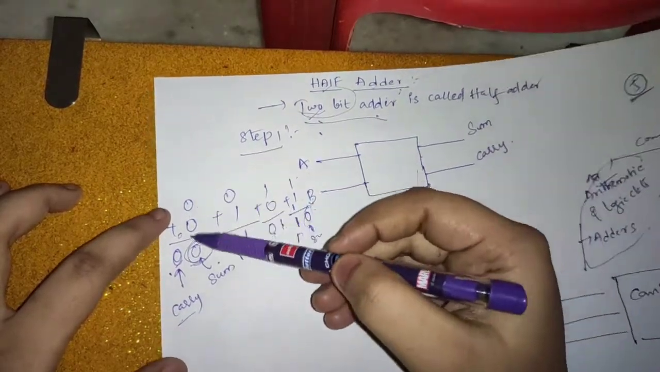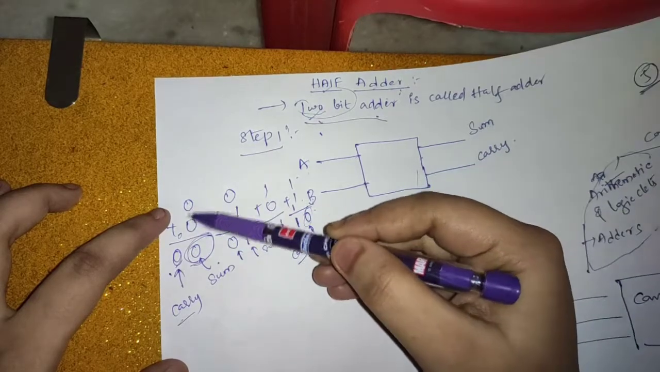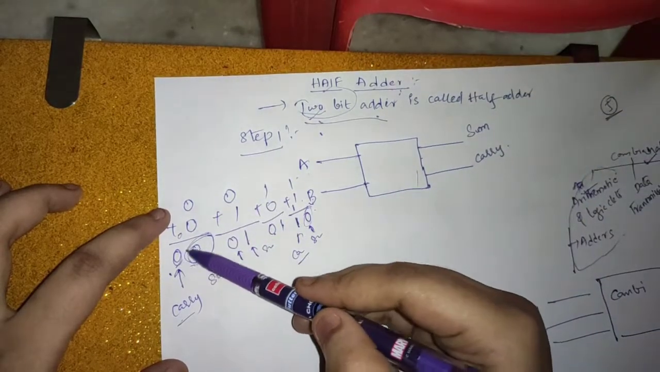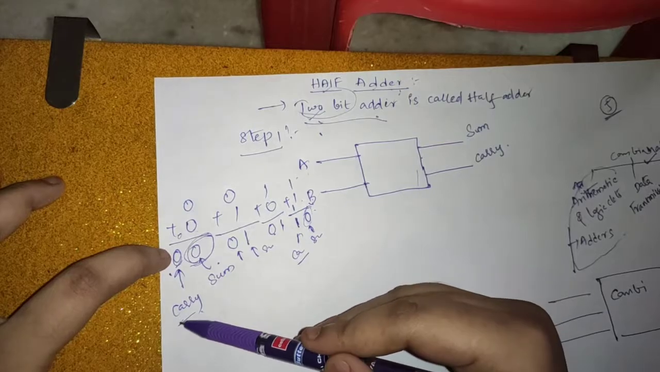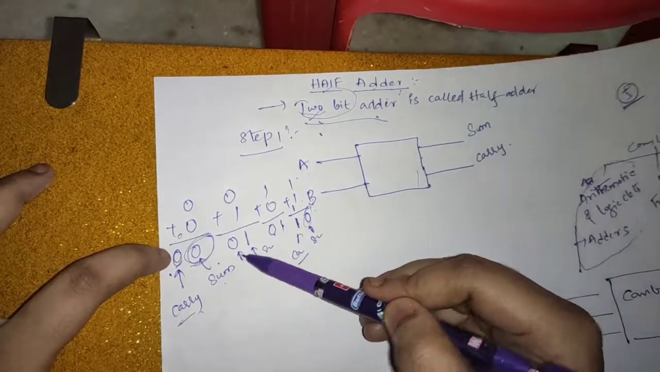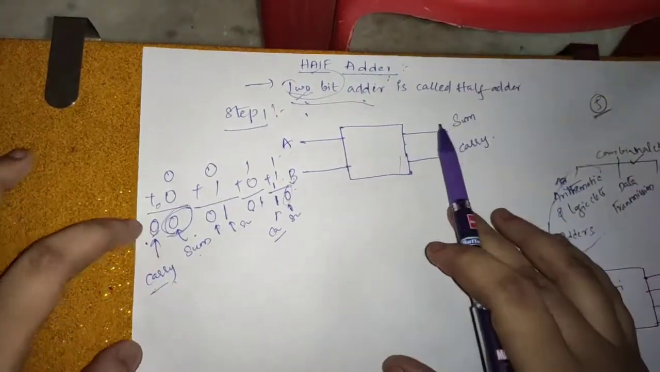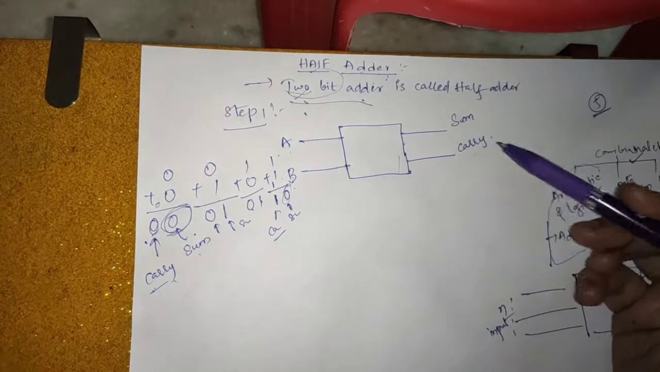So this is addition of binary codes. That's it. What is a carry? If there is no carry, that is 0. Here the carry is 0 and the sum is 0. Here the sum is 1 and carry 0. In this way we'll get sum and carry as the output.